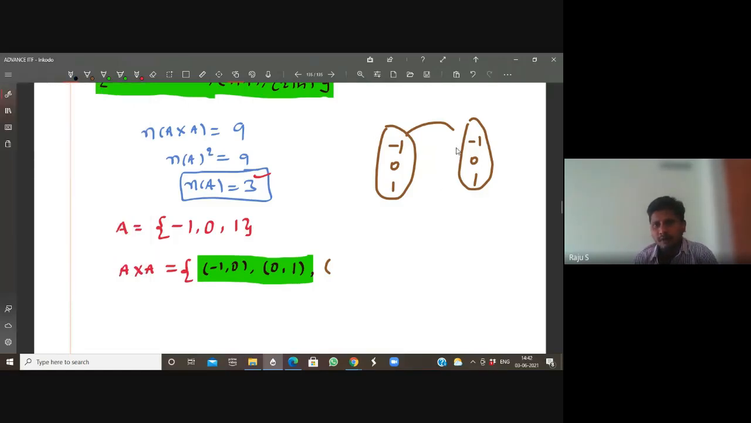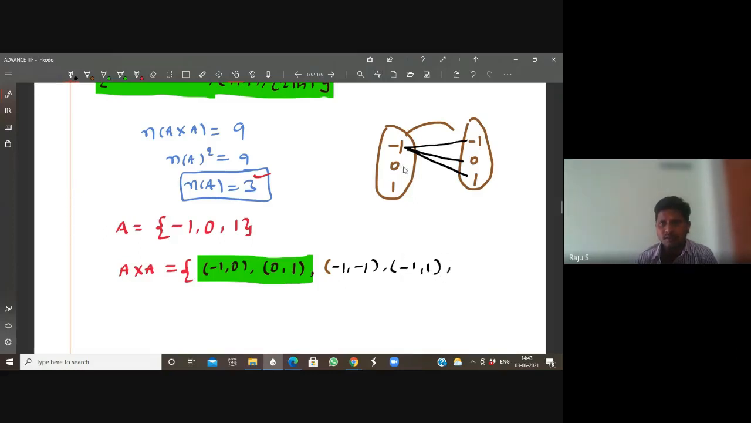Yeah, -1 to first, -1 to -1. Is there any -1 to 1? No, -1 to -1. Next, -1 to 0 is already given, the first element. Next, -1 to +1.